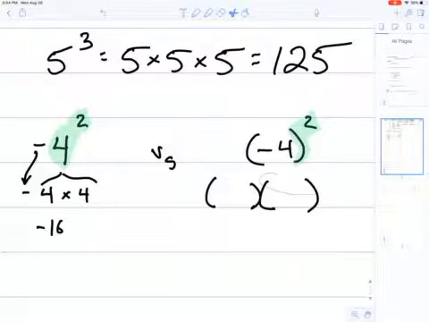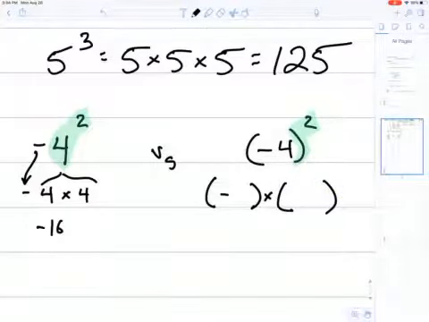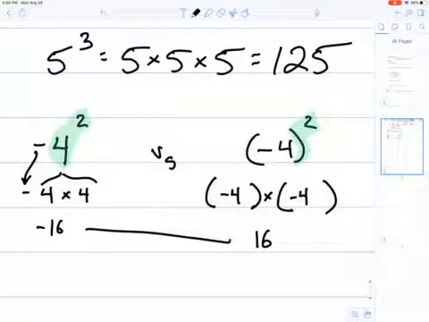Or if you prefer, parentheses written twice that are being multiplied together. Now inside the parentheses, they're both -4s. You might recall that if they're the same signs, they become positive. And notice how these two numbers are different from one another, which means how you write the problem matters. If you have them in parentheses, then you have both negatives included, and you tend to have a positive answer.